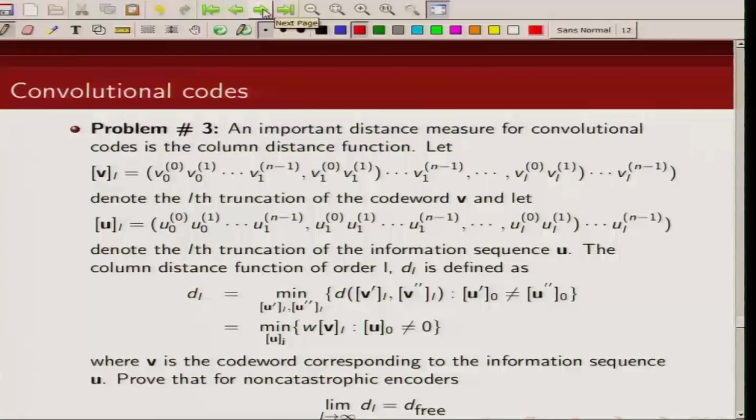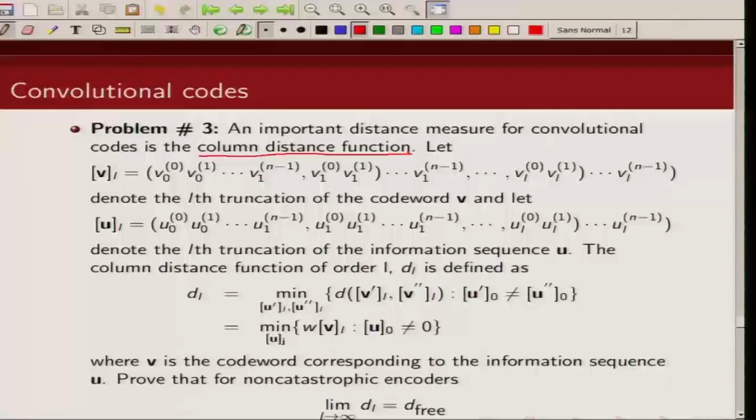The next problem that we are going to talk about is a distance measure for convolutional codes. So, we will first define what we mean by the column distance function. As we know, a convolutional encoder can continuously encode an information sequence. So, we can have an infinite length input sequence and correspondingly an output sequence. Now, we define the column distance function for a convolutional code as follows. Before that, I am describing the output code sequence V, which is truncated up to length L.